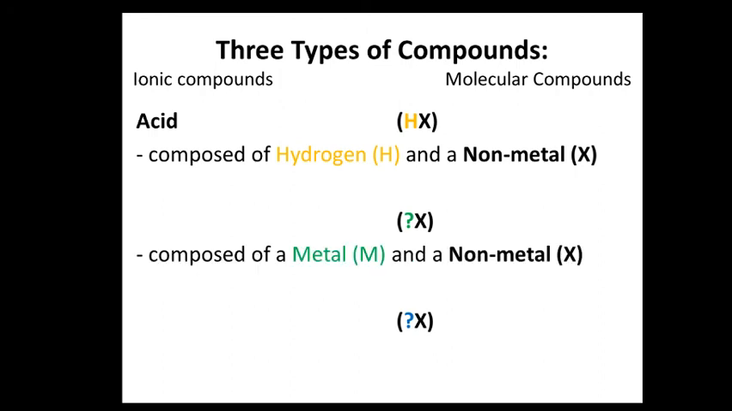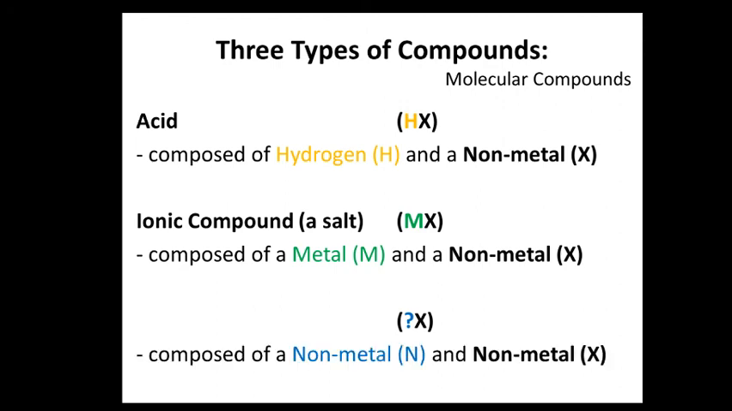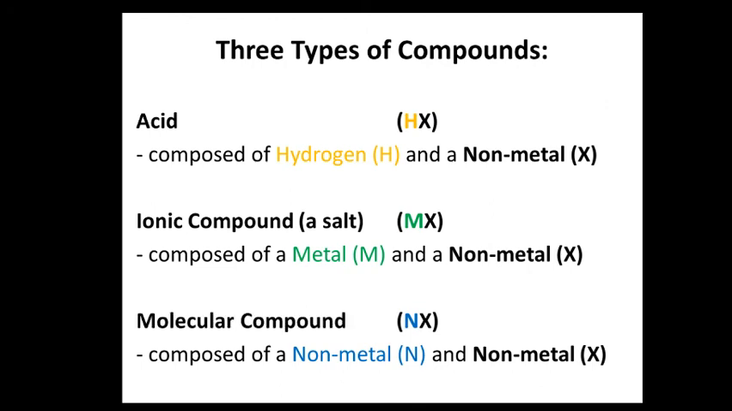If, on the other hand, the chemical is composed of a metal as the first element, then the chemical is going to be an ionic compound, also known as a salt. Finally, if the chemical is composed of a nonmetal, along with another nonmetal, then the chemical is going to be classified as a molecular compound.